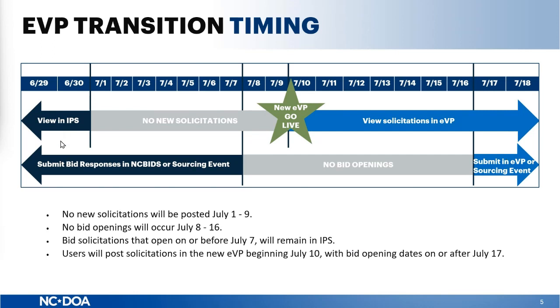So if something was posted in IPS, but not opened by July 7th, that will be converted over into the new system, and you will open it in the new system. You see sourcing event down here. That is for other people that use eProcurement sourcing, so that does not apply to you, but eVP is where you will have your vendors' bid openings. Any other questions?